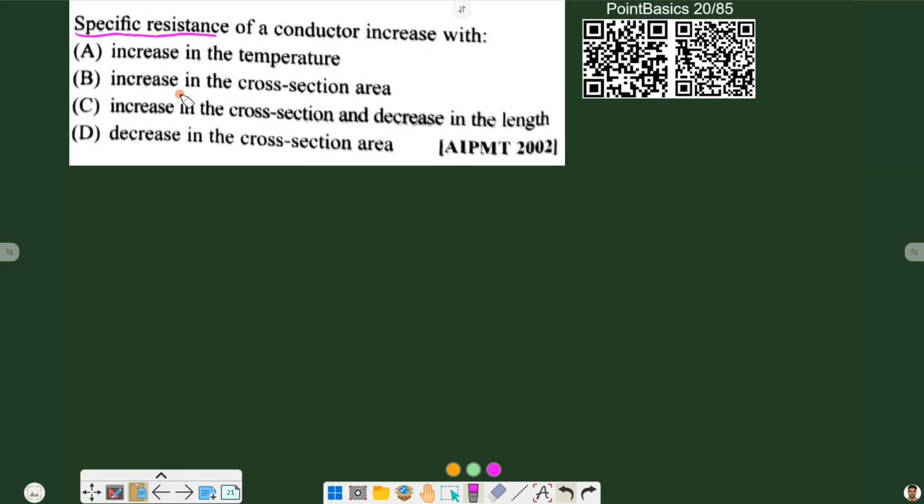So as we already discussed in a previous question, it increases with temperature. So option A, increases with temperature. Now coming to the cross-section area and length. It is independent of the area of cross-section and independent of length, because it only depends upon the type of material we have. It is fixed for a type of material at a certain temperature. So the only variation we have is an increase in temperature.